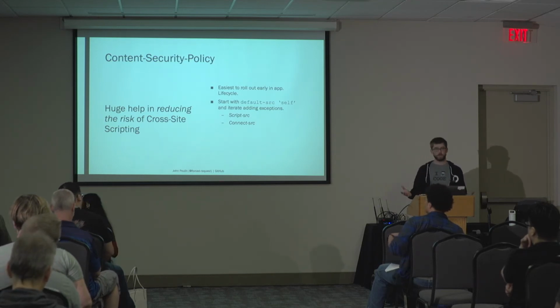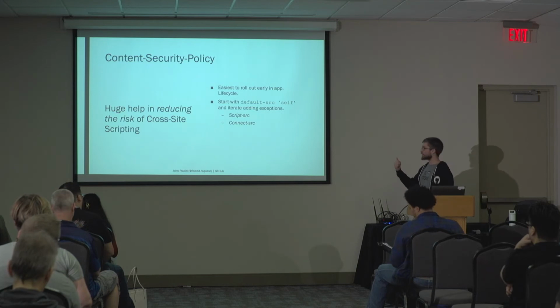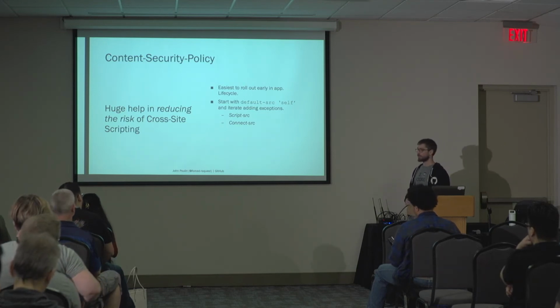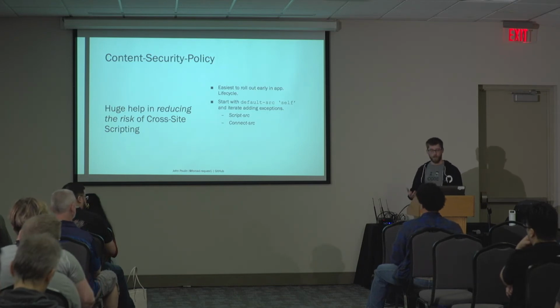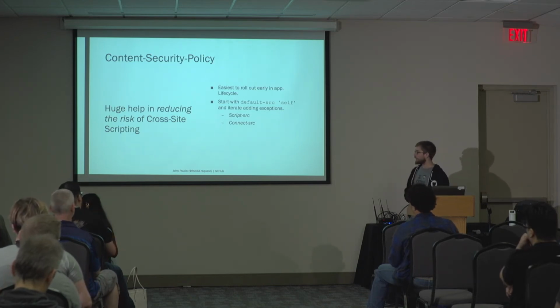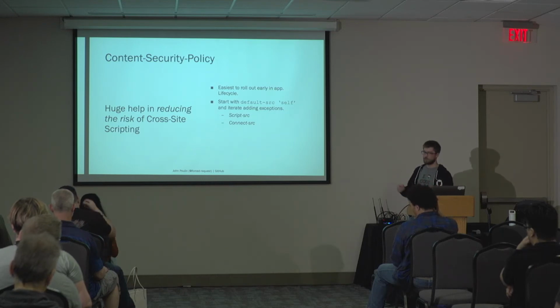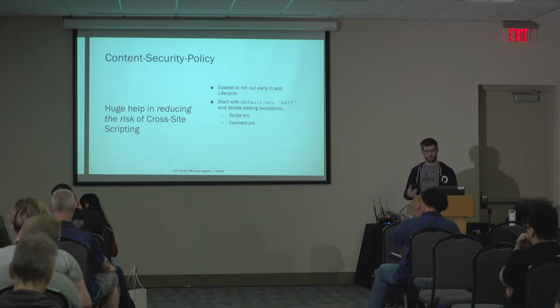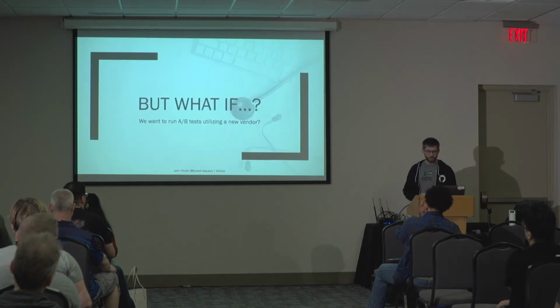But the reason we're even talking about CSP today is because it's easiest to roll out early in the app lifecycle. It's a lot harder to roll out a content security policy in an already mature app. And there's report-only mode and things that you can do to make it a little bit more smooth. But I recommend starting with a default source of self and then adding exceptions, which is what this section of the talk is talking about, as needed. And the two main directives I generally am concerned with are script source and connect source. And I'm not going to get into much detail about those.